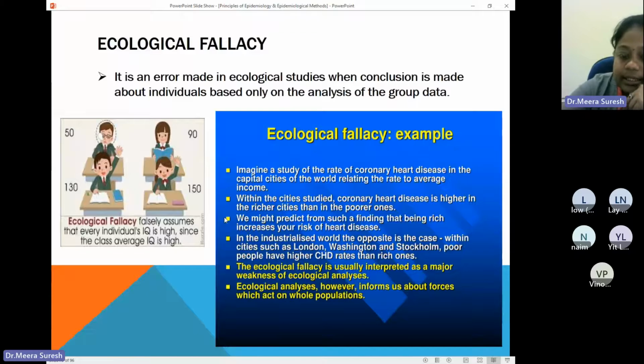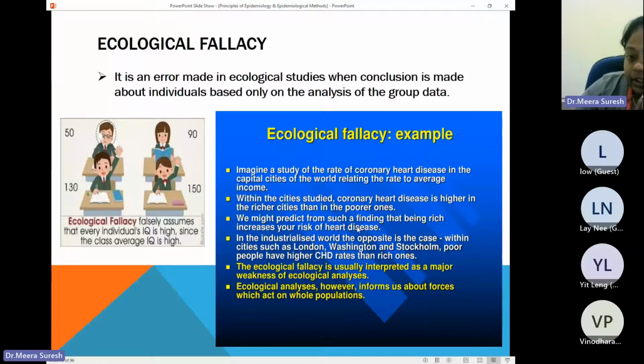For another example, imagine a study of the rate of coronary heart disease in the capital cities of the world, relating it to the average income. A researcher is going to see the connection, whether the rate of coronary artery disease, its existence or prevalence, is related to the average income.